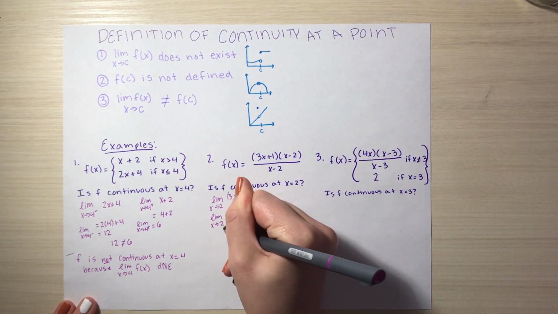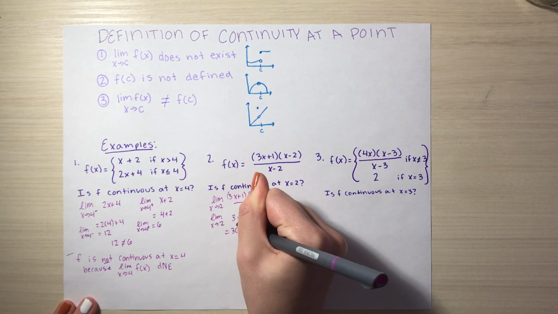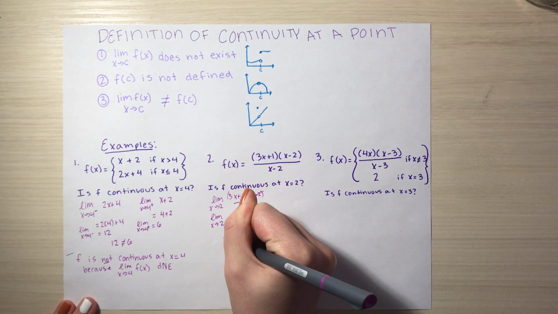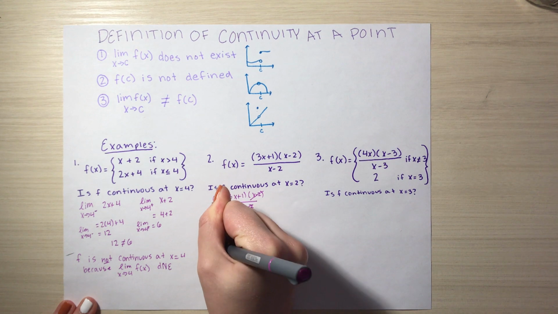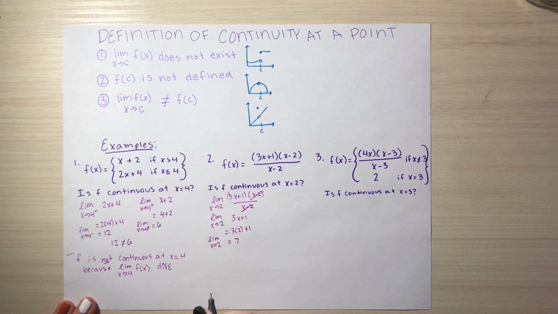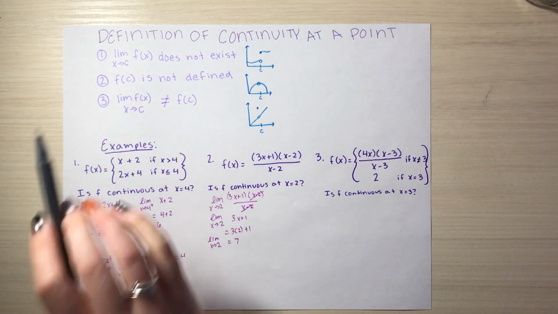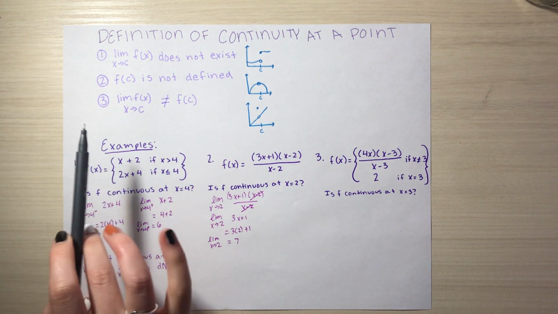And so we can now plug in 2 for x: 3 times 2 plus 1. And so from that we get 7. So we know that the limit as x approaches 2 equals 7. So the limit does exist. So far we're good as far as continuity goes.